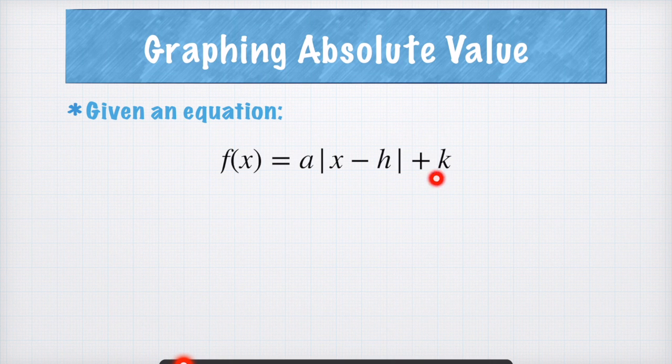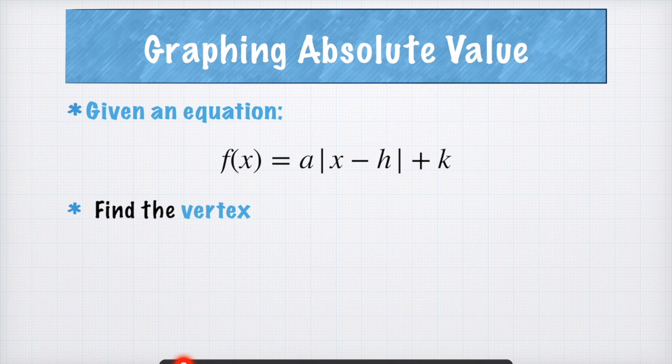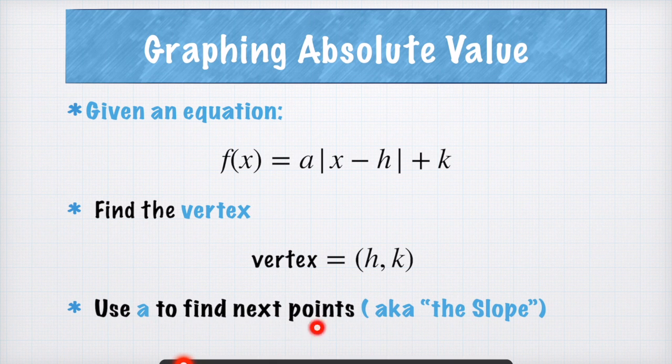There is no squared up here, it's just x minus h absolute value plus k. A means the same thing, h means the same thing, k means the same thing as it did before. So we're going to find our vertex, and our vertex is going to be h, comma, k. And then we're going to use A to find the next points, kind of like our slope.